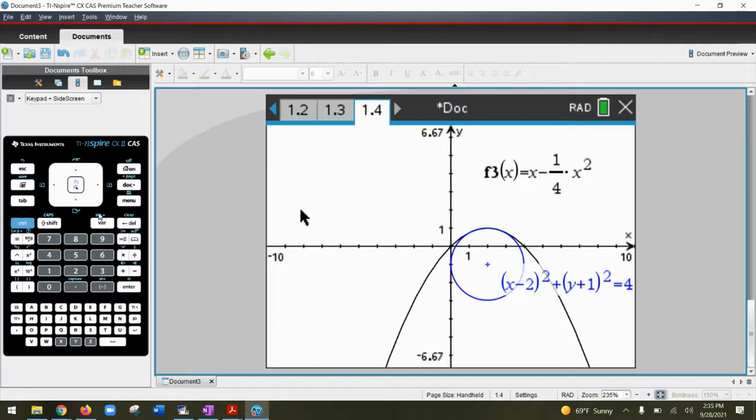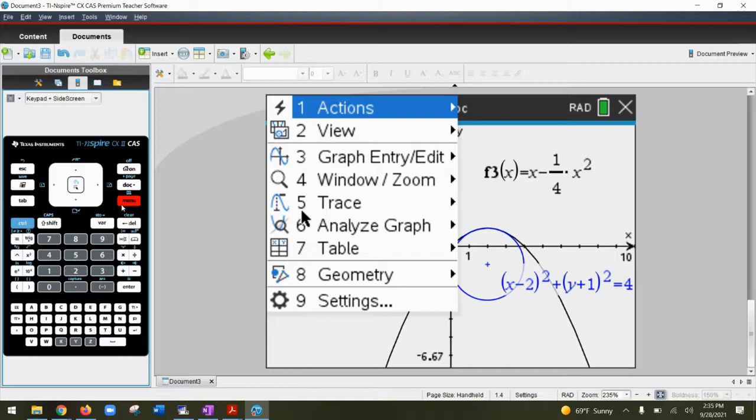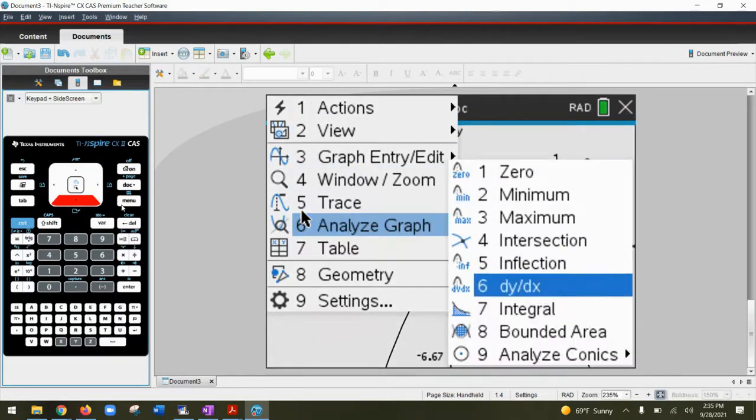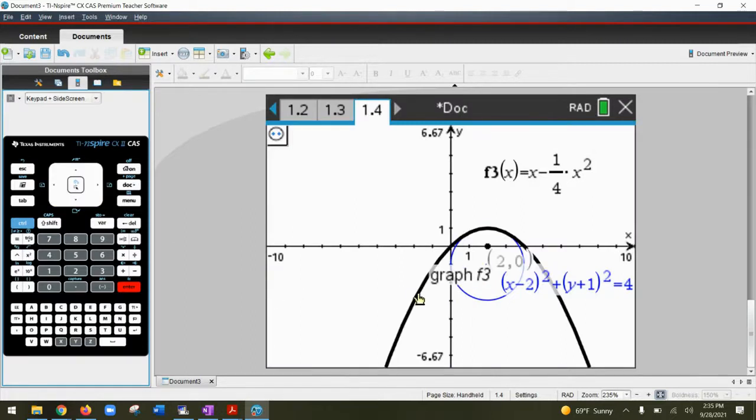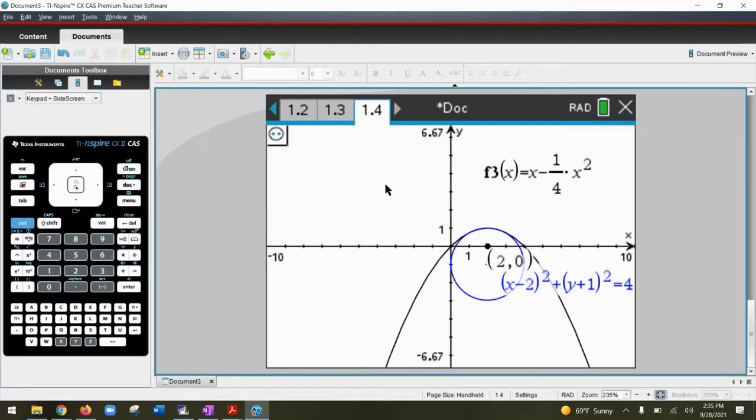Actually, there are commands on here to find the focus. Did you know that? If you go to Analyze Graph and down to Analyze Conics, foci, the focus of the parabola is right there, still on the x-axis.